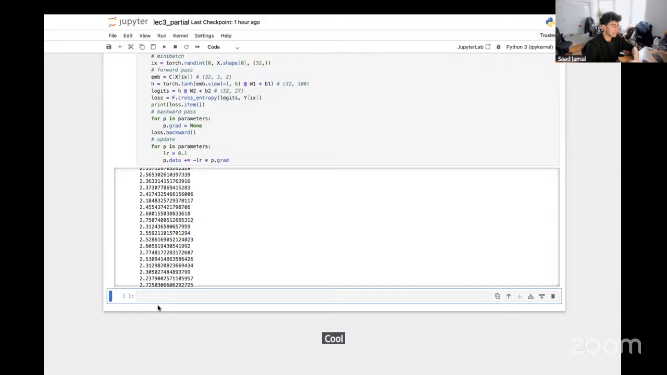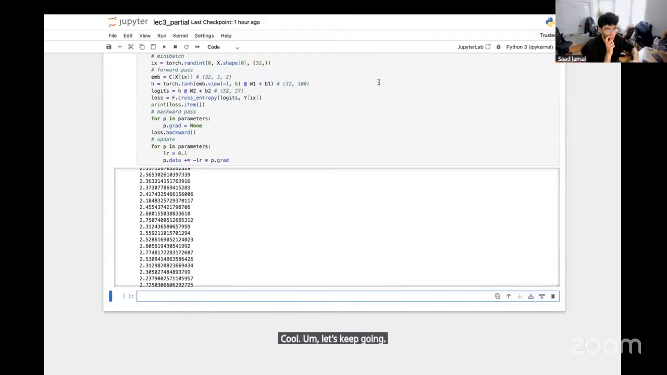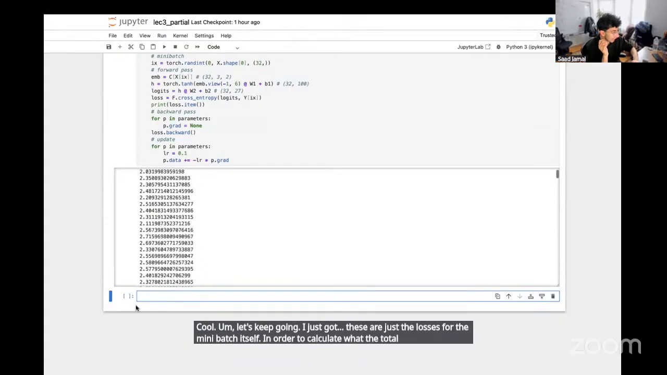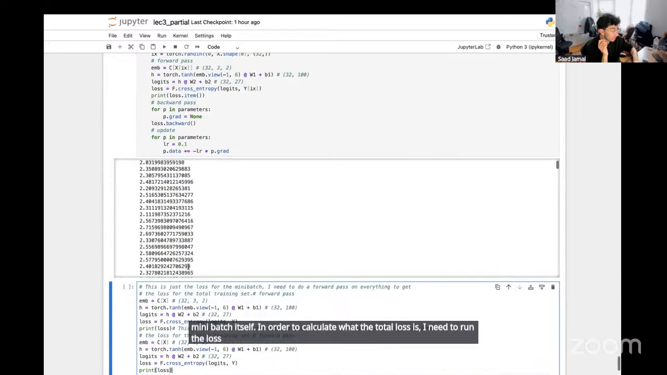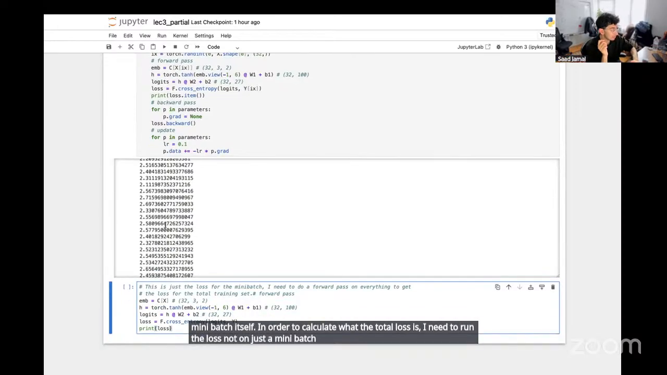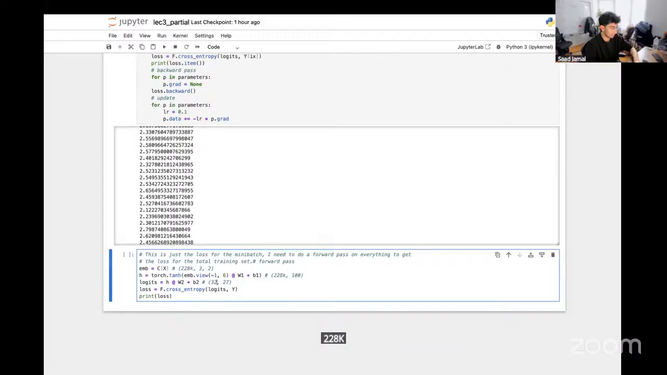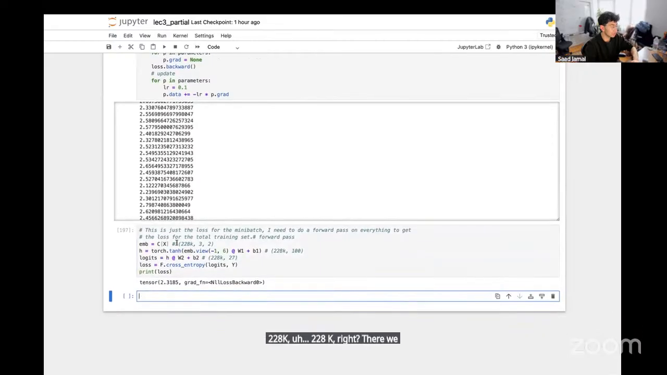Cool. Let's keep going. These are just the losses for the mini batch itself. In order to calculate what the total loss is, I need to run the loss not on just a mini batch. I need to run it on the entirety of the data, which over here, this X is like 228K, right? There we go. So now my total loss is 2.3, right? We can go even lower.